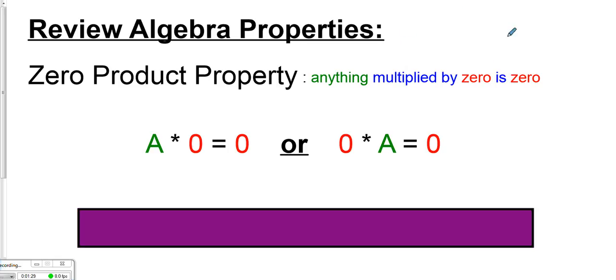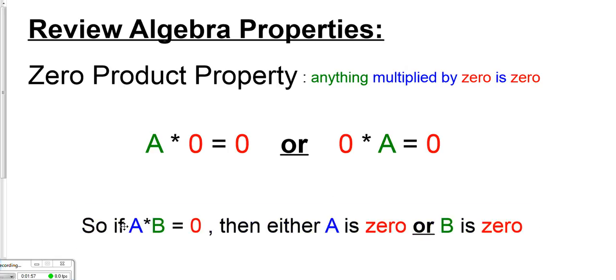quadratic functions. One thing we need to review is just a basic algebra property called the zero product property. Basically, it says anything multiplied by 0 is 0. So put in a general form, any number, and I'm going to call it a for any number, times 0 will always equal 0. Or, if we flip those around, 0 times any number will always equal 0.